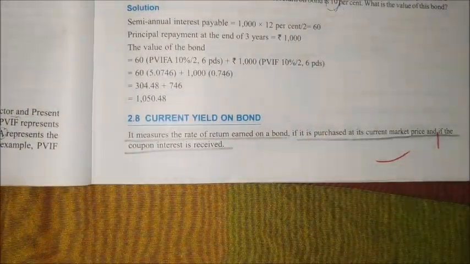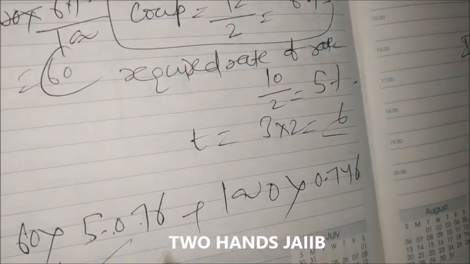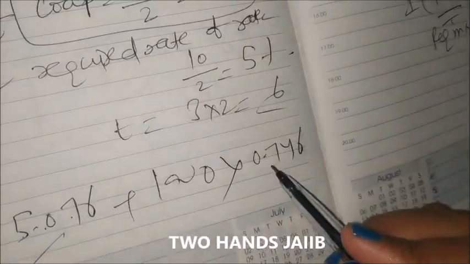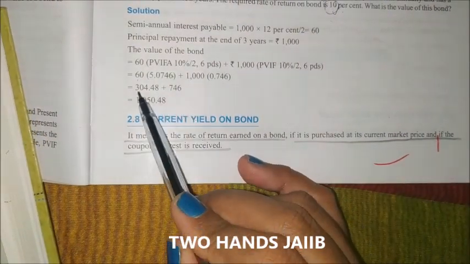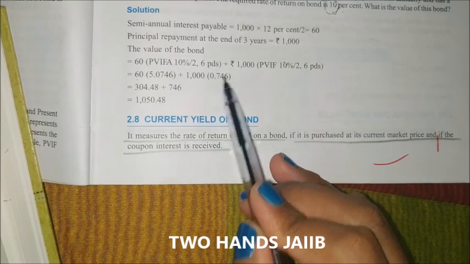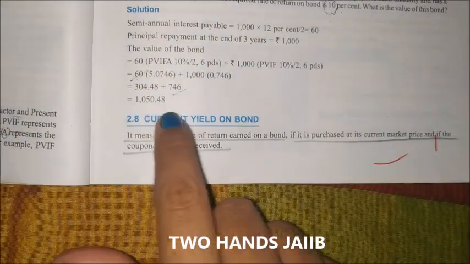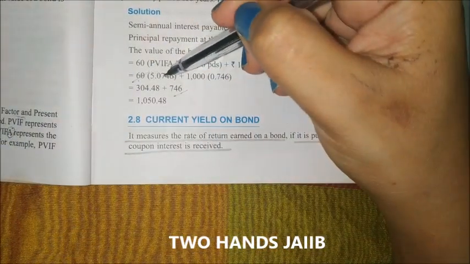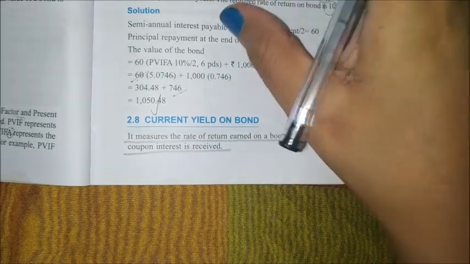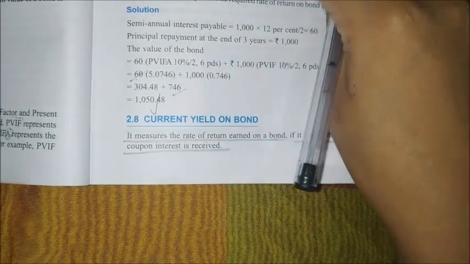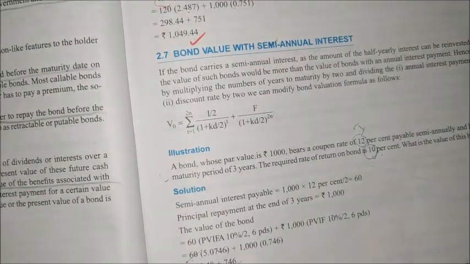See, 60 multiplied by 5.076 plus 1000 multiplied by 0.746. We just have to multiply. 60 multiplied by 5.076 will come 304, and 1000 multiplied by 0.746 will come 746. Okay, up to here I have shown in register also. Same thing left and right, two things I told you. You just have to multiply these two and multiply these two, and after that you just have to add the value. So 1050 is the value of bond. Okay, now we have discussed how to calculate value of bond with semi-annual. In part 1 I told you how to calculate annually, and here semi-annual also I have explained.